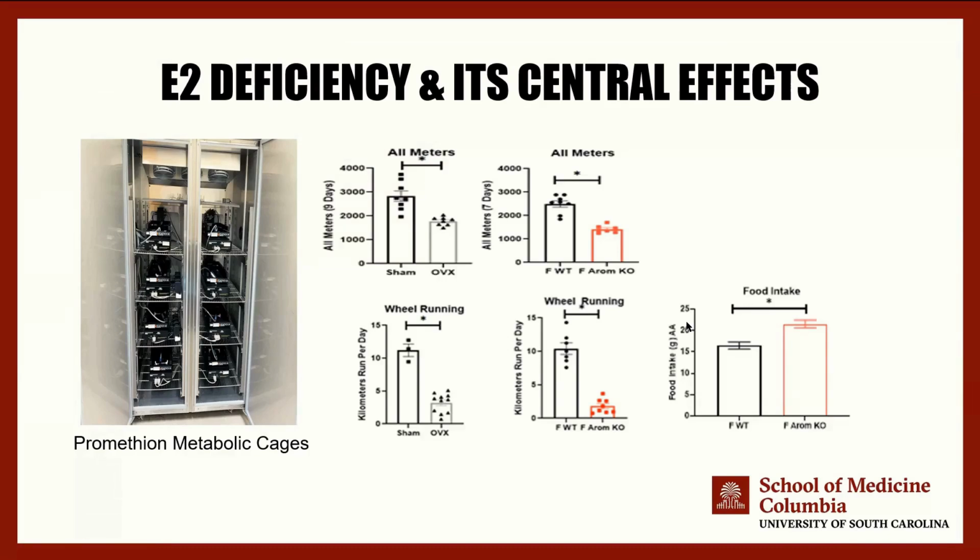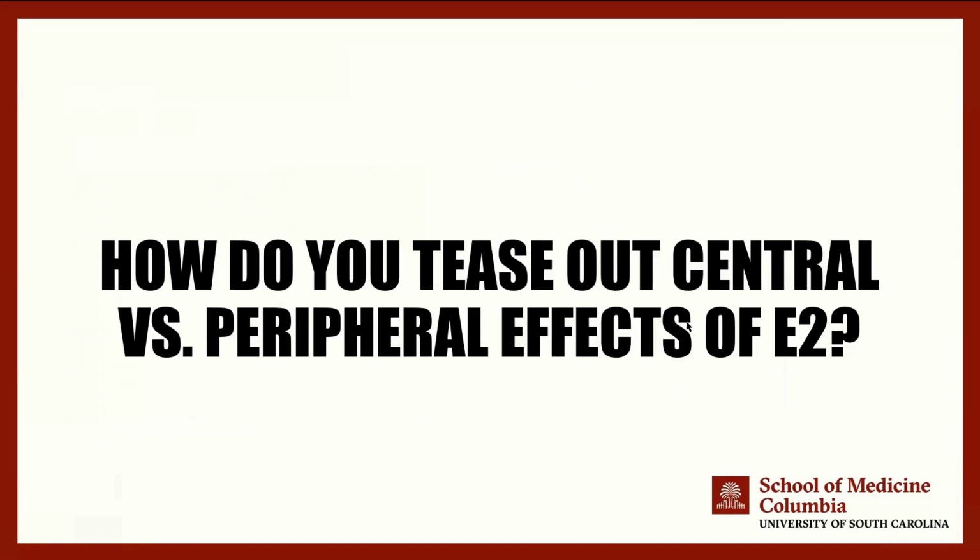So given these central effects, how do you tease out central versus peripheral effects? Because the argument can be made that these central effects lead to increased food intake, decreased physical activity, and weight gain, and that the central effects may truly be the predominant player in regulating the metabolic dysfunction. It may not necessarily be the peripheral action of E2 that is important for the beneficial effects of E2 therapy.